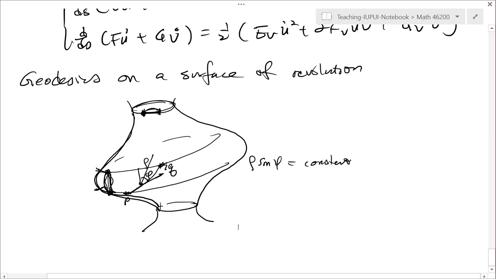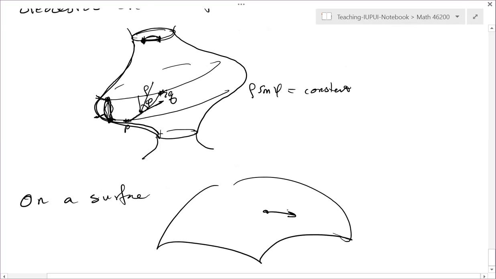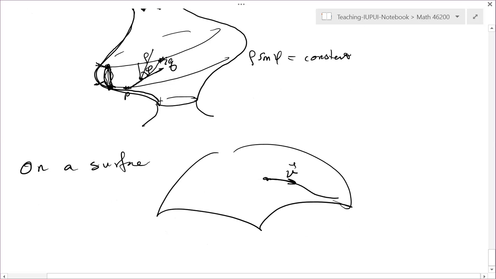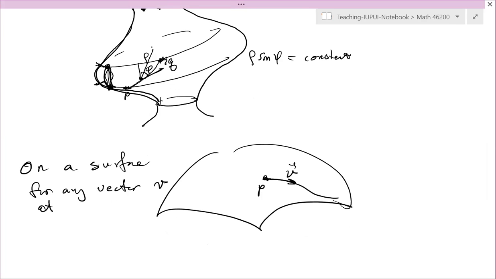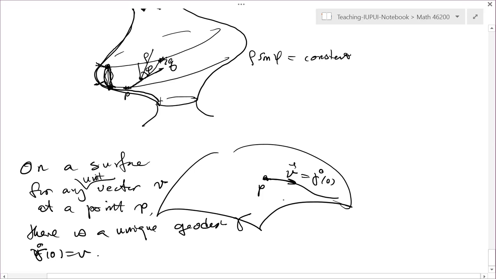On a surface, in any direction, there is a unique geodesic going out, for any vector v at the point P. We know that for any unit vector, there's a unique geodesic gamma such that gamma dot 0 is in that direction. All right, so actually there are plenty of them.